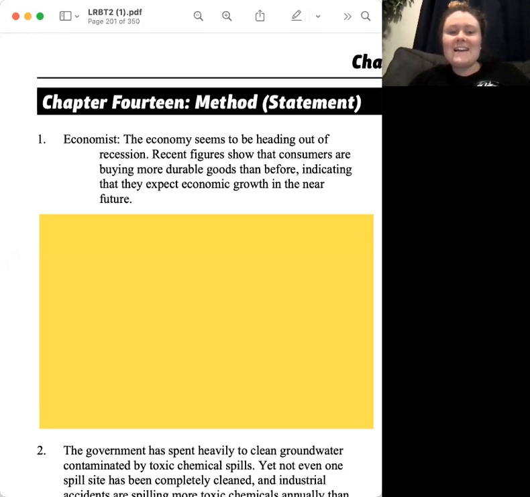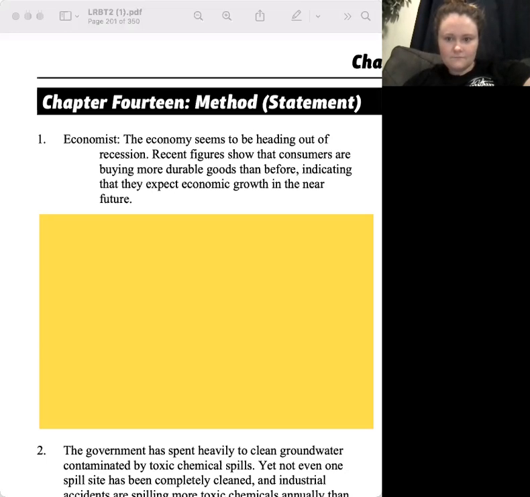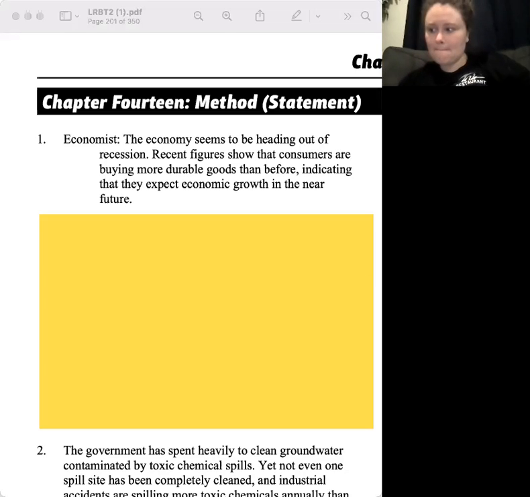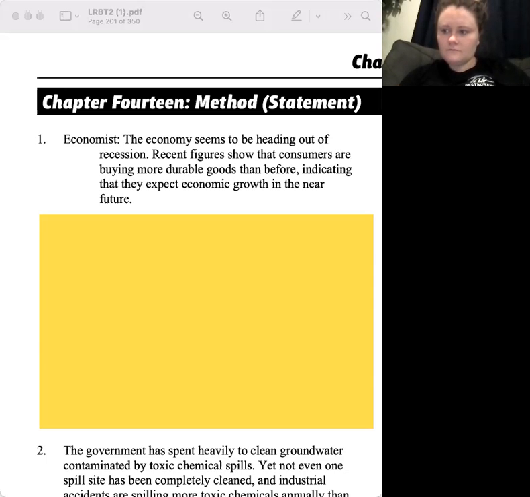It's kind of awkward when you only have two sentences, but what sentence is being used to support the other? I feel like it's: recent figures show that consumers are buying more durable goods than before. Is that sentence the one that's supporting, or the one that's being supported? That's supporting. Why is that supporting? Because it's indicating that they expect economic growth.